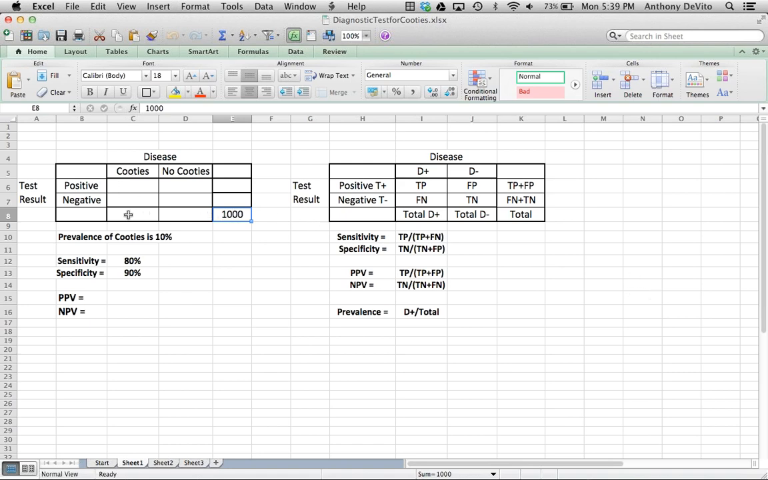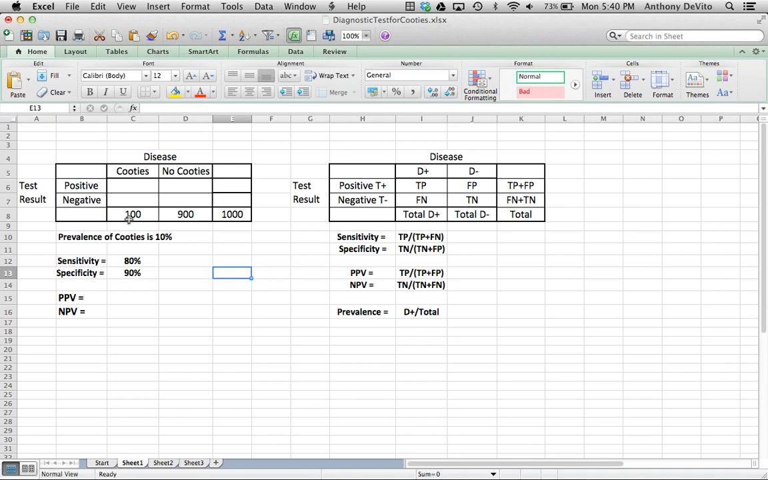So for starters, the total number of people that have the disease are here out of the population, which is 1,000, or the sample, which is 1,000. The prevalence is 10%. So out of 1,000 people, how many people have the disease? It's going to be equal to 100 people. 10% of the people have the disease. That's all that prevalence is. So if 100 people have the disease, that means 900 people don't have the disease.